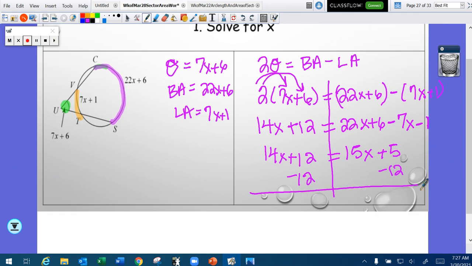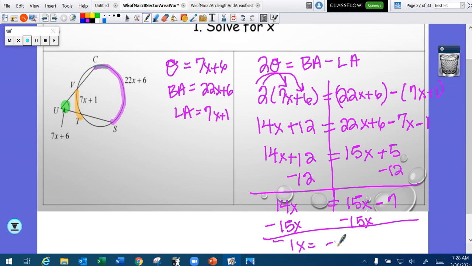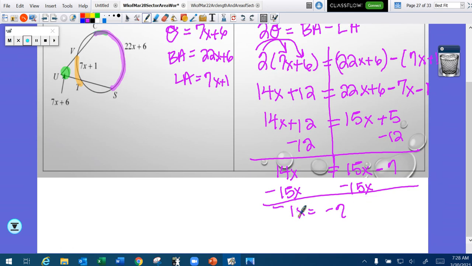So here, I'm just doing my regular algebra. 14x equals 15x minus 7, minus 15x, minus 15x. I get negative 1x equals negative 7. Divide by negative 1, divide by negative 1, x equals 7.